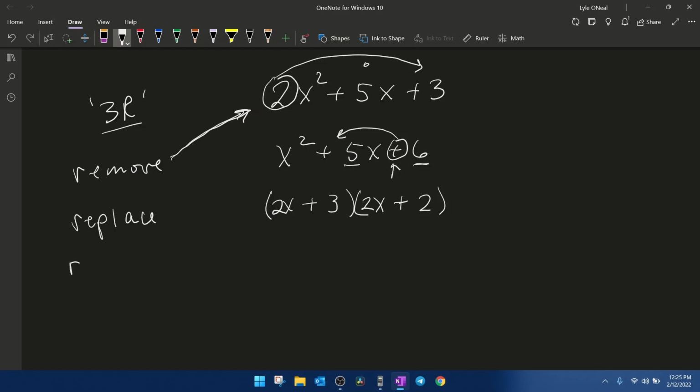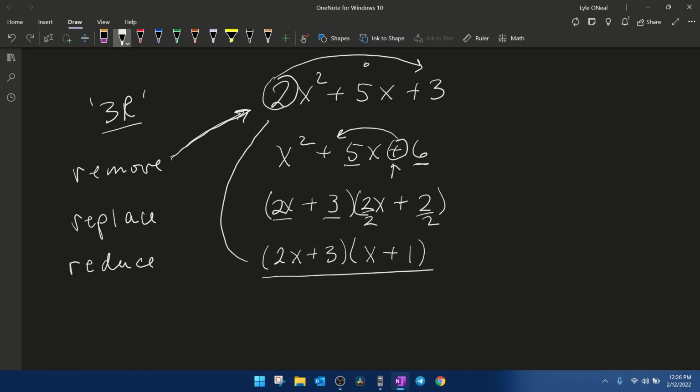And then we can do the third R, which is reduce. So in the first set of parentheses, can I reduce 2 and 3? And the answer is no, they don't have any common factors. In the second set of parentheses, can I reduce 2 and 2? Yes, they have a common factor of 2, so I can reduce by 2, giving me x plus 1. And then this will be the factored form of our original trinomial.